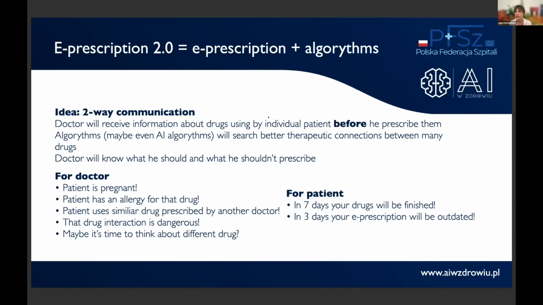So we are talking about this two-way communication that actually should be very simple to implement, because we have that problem in Poland about hospital information systems that are in silos, and they are not connecting with each other. But when it comes to e-prescription, we have only one national system. So it's really easy to connect them and allow this two-way communication. We don't have to have, for example, a connection with a hospital information system to give some additional advice.